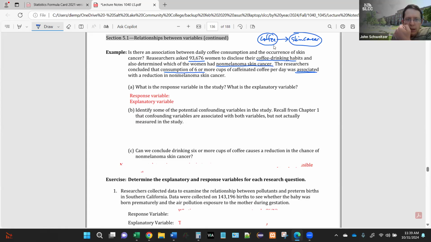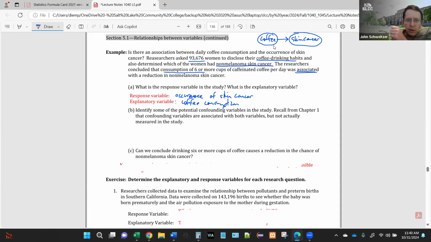Okay, so in this study, the explanatory variable would be coffee consumption, and the response variable would be non-melanoma skin cancer, or the occurrence, the incidence of skin cancer. Okay. So this is a very large study, 94,000. So if this doesn't prove causation, why not, right? If we can detect this relationship, why wouldn't we say that it's causal?